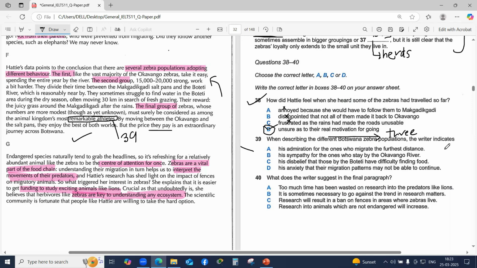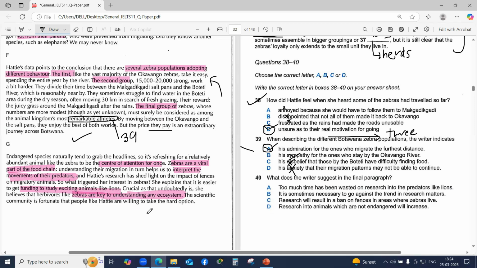So she's emphasizing or indicating that, yes, she's admiring the ones who migrate the furthest distance, which is the third group. Correct. Sympathy, no. Disbelief, no. Anxiety, no. You can eliminate B, C, and D. Correct answer is 39A.